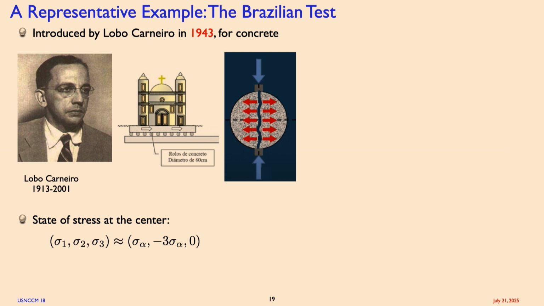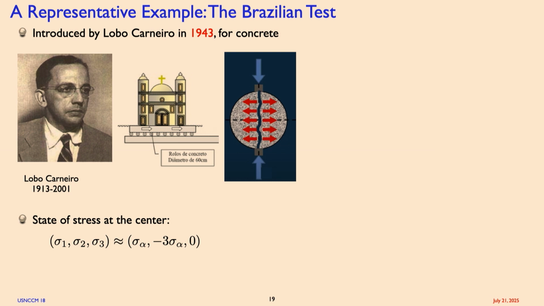Okay. So the Brazilian test has a fascinating history. Some of you might know this. Okay. It was introduced by Lobo Carneiro in 1943 for concrete. Okay. Lobo was given a very particular task. Okay. They had a church in downtown Rio de Janeiro that was at the corner of two busy intersections. They wanted to widen the roads, so they had to move the church, right? So the idea was to raise the entire structure onto rollers and translate it, okay?